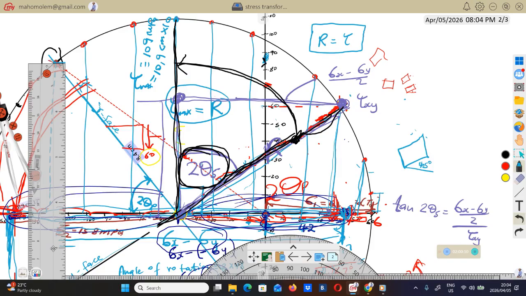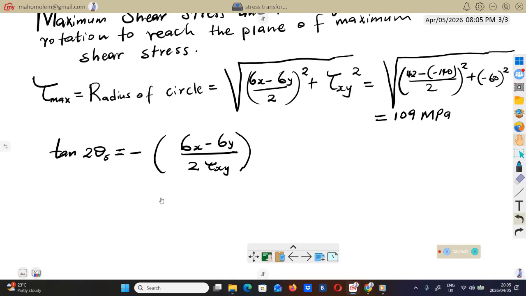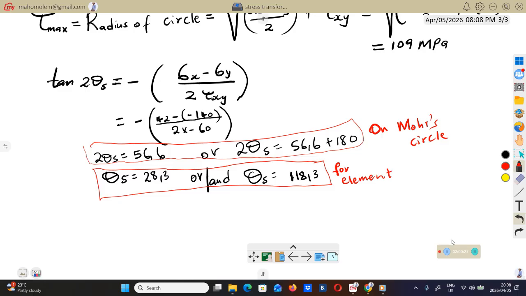Then the last part, to find that angle that you must rotate this plane to reach the plane of maximum shear, you use this formula here. Yeah, so that is the angle. Remember, they will always want to know the angle of rotation for the element, not on Mohr's circle. So this one is on Mohr's circle, but on the element you divide those angles by 2. So always we have to find these for the element.